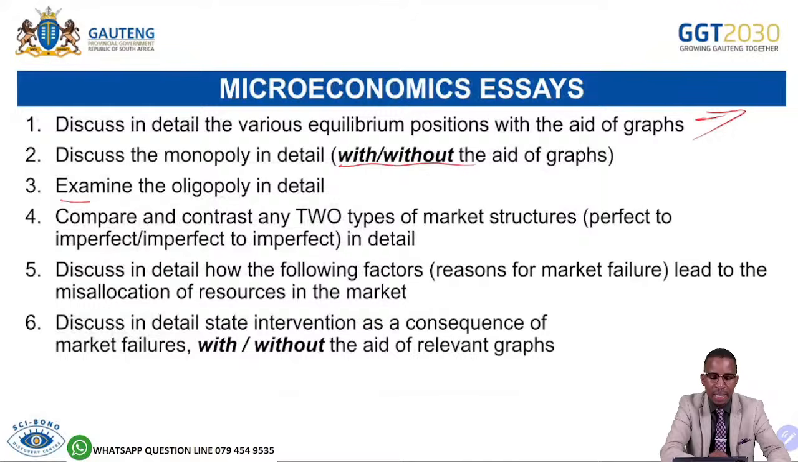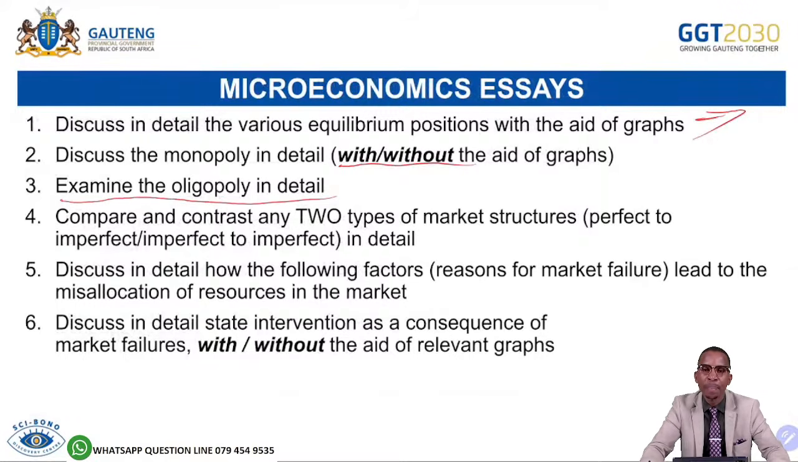Examine the oligopoly in detail with regard to its behavior and the kinked demand curve. In this situation, you discuss oligopoly as a market structure or its characteristics in detail, where you list characteristics of oligopoly, then you discuss them in detail. And then compare and contrast any two types of market structures, maybe perfect to imperfect market, or we can say monopoly to monopolistic competition, or perfect market to the monopoly, or monopolistic to the oligopoly.